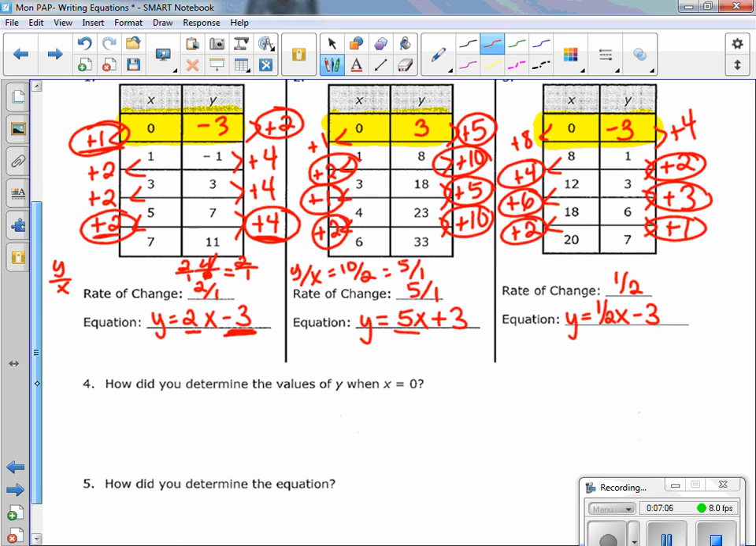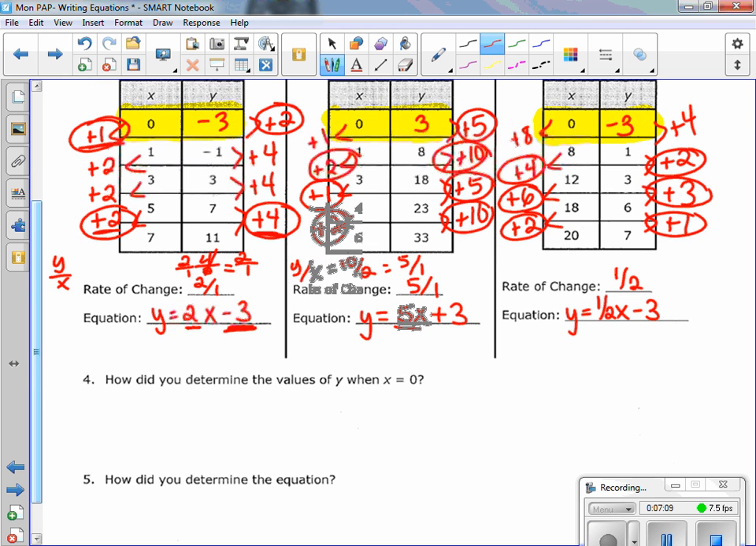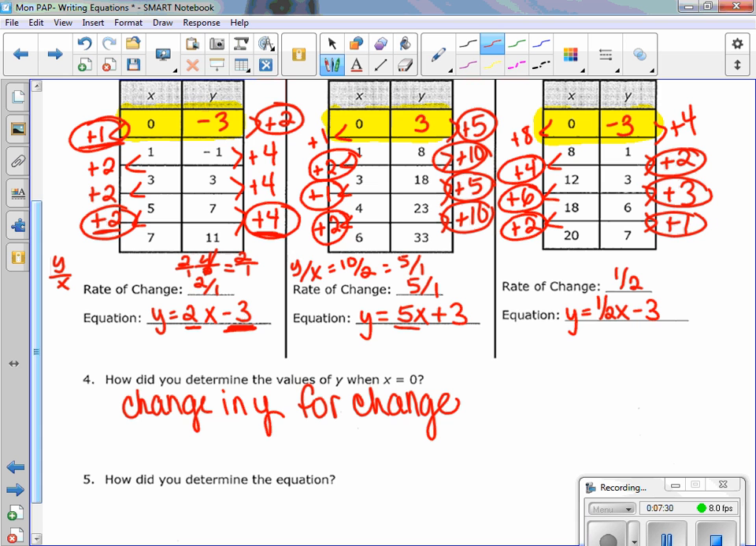So how did you determine the values of y when x was 0? Well, we found the change in y for a change of 1 in x, and work backwards. So in other words, we looked at those rates of change.